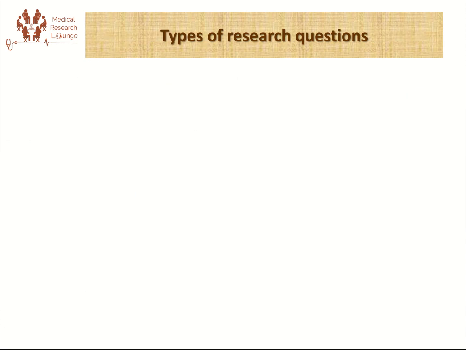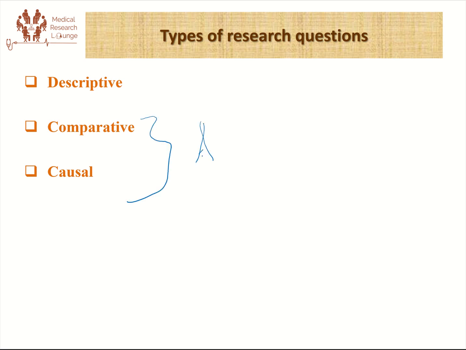So step 5 is classifying your research question into the proper type of research question from the available types. So there are 3 types of research questions. The first one is descriptive, the other two are comparative and causal. These 2 types of research questions are together called analytic types of research questions. So let's see them one by one.